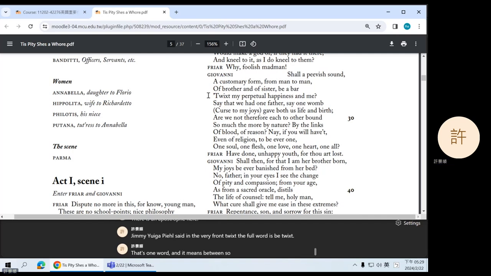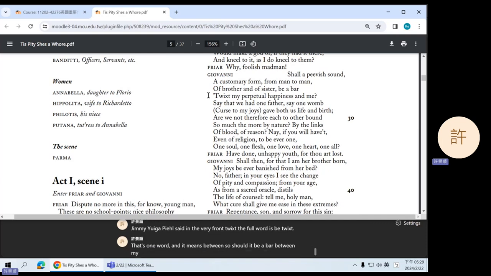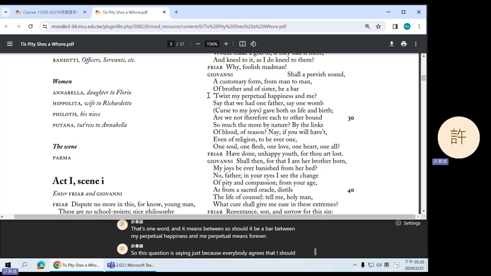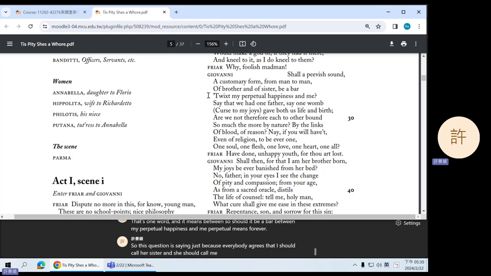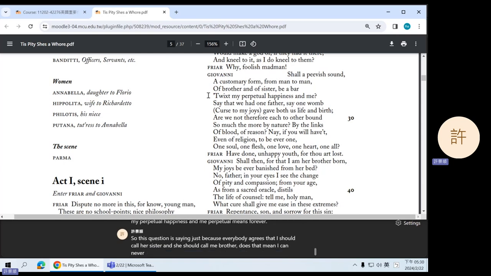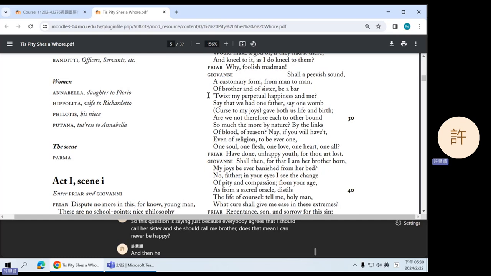So should it be a bar between my perpetual happiness and me? Perpetual means forever. So this question is saying, just because everybody agrees that I should call her sister and she should call me brother, does that mean I can never be happy? And then he goes on to give a really stupid argument about this.